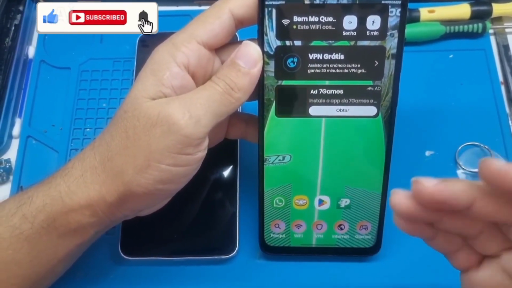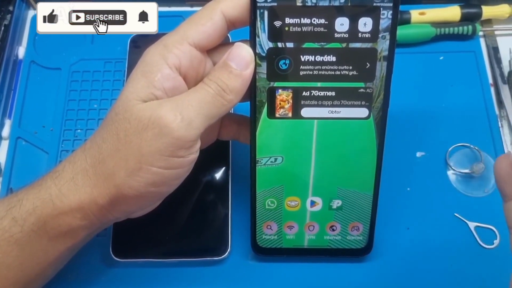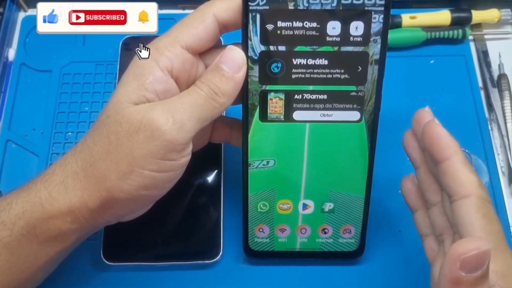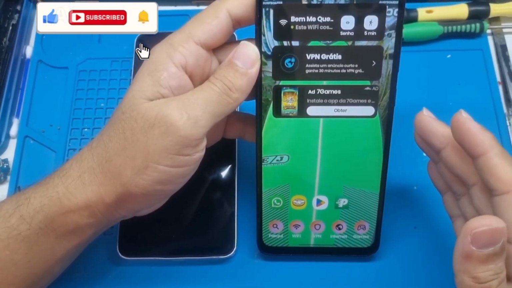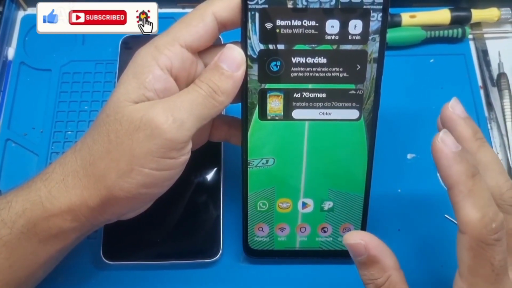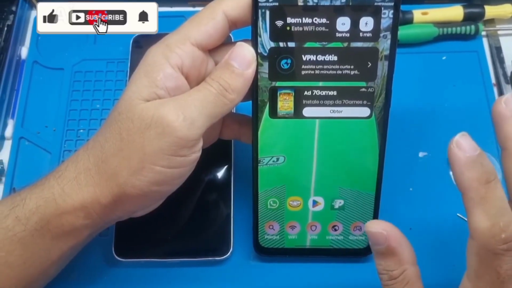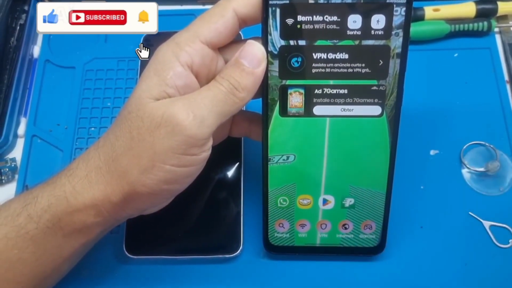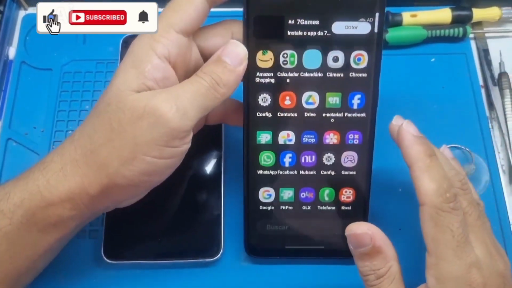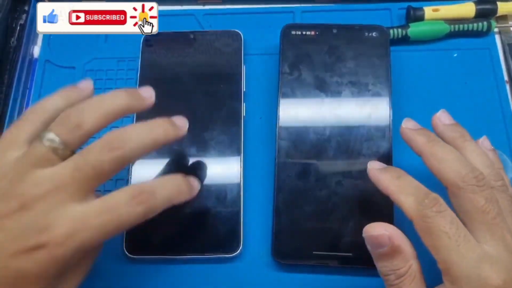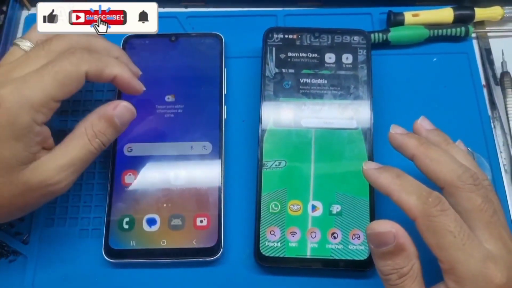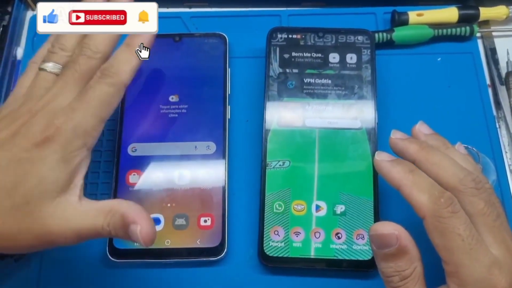So I'm going to show you some possible issues that it could be, because the same problem doesn't always mean it's a standard issue for all other devices. So this one here is the A05, and here I have another A05. Okay, this one is ours.